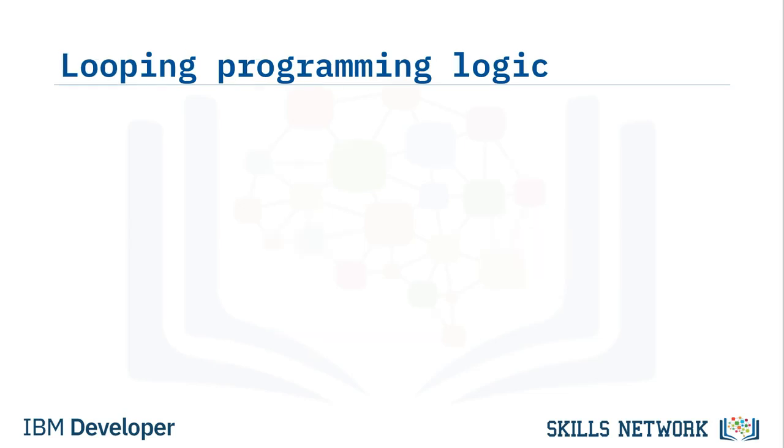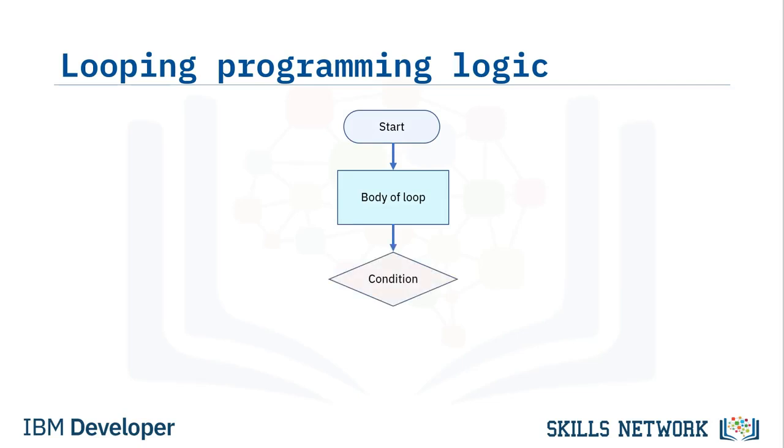Now, let's look at the logic of looping programming. A loop is a sequence of instructions that continually repeats until reaching a specific condition. Typically, a particular process is performed, such as retrieving and changing data, and then some conditions are checked, such as whether a counter has reached a prescribed number.